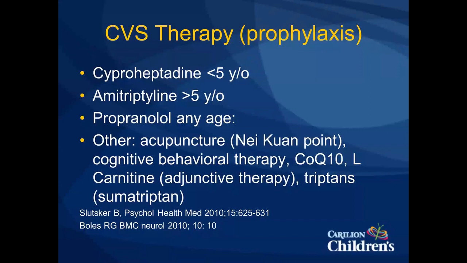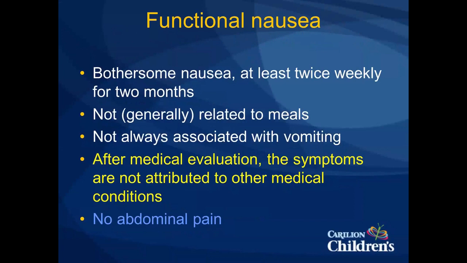The next topic is functional nausea. Functional nausea and functional vomiting were developed lately with the 2016 criteria, because there was no definitive category describing patients with nausea and vomiting who had no abdominal pain. The main symptom was nausea and vomiting with nothing else. So this is bothersome nausea at least twice a week for a two-month period, not necessarily related to meals, and not always associated with vomiting. And again, all the workup was negative, but no abdominal pain was the main key in these patients.